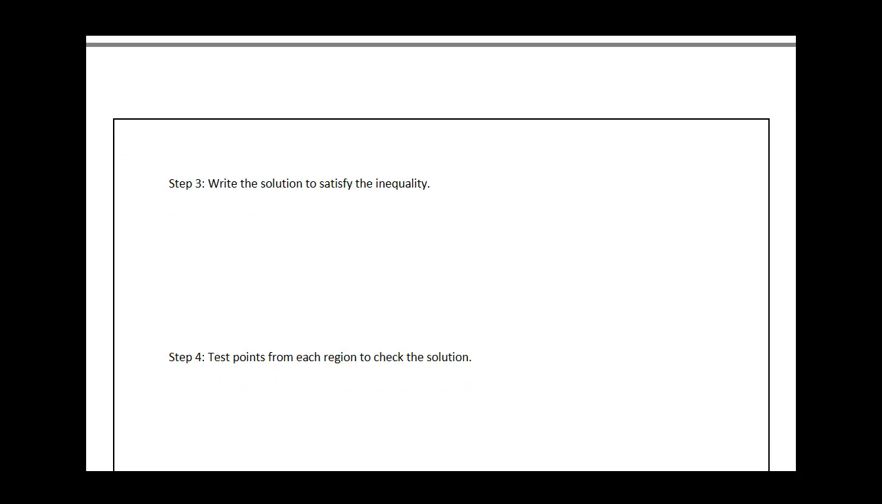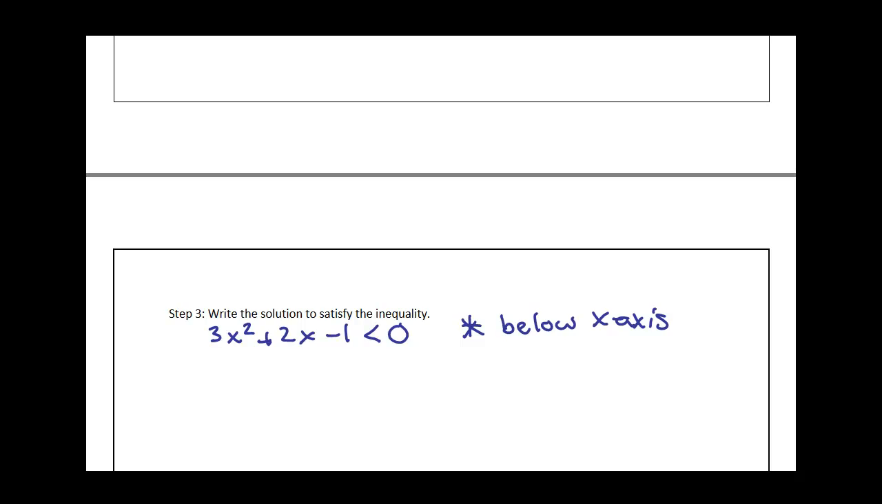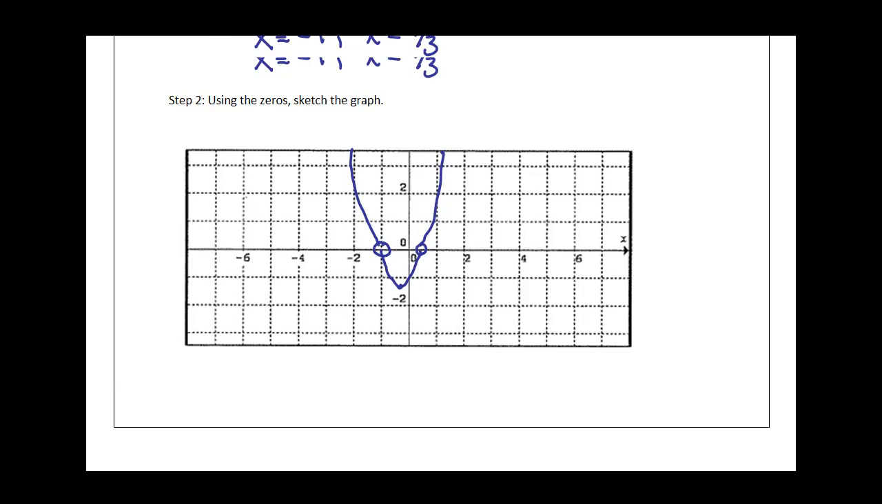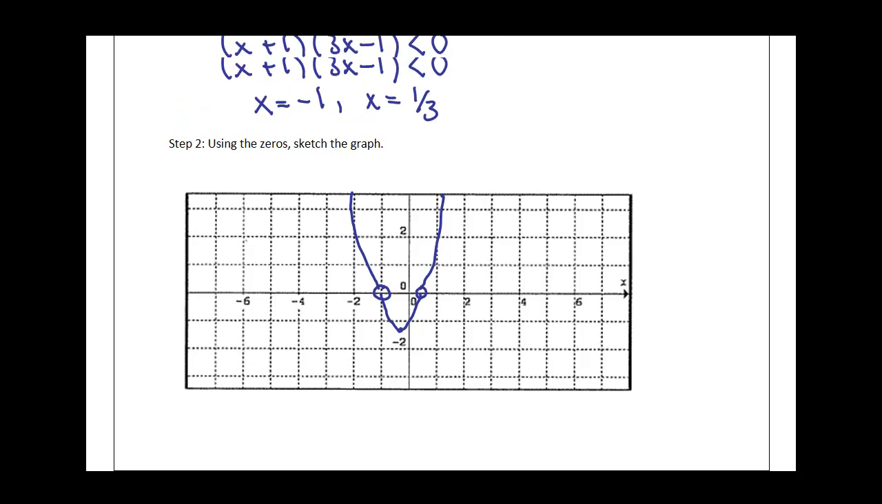Write the solution to satisfy the inequality. So, from earlier, we know that we want 3x squared plus 2x minus 1 to be less than 0. So that is when it is below the x-axis in this case. So looking back at our graph here, I also forgot to note that it is a graph that opens up because our leading coefficient is positive. So just to make a note of that, it does open up.